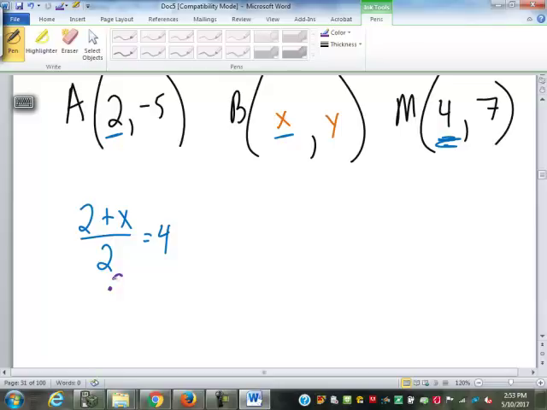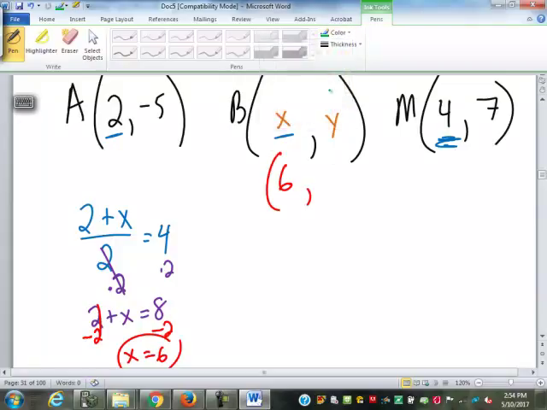Not divide, but multiply, yes. Since that was divided by 2, I multiply by 2. So I have 2 plus x equals 4 times 2 is 8. And then subtract 2, good. So x equals 6. So this is 6 here.